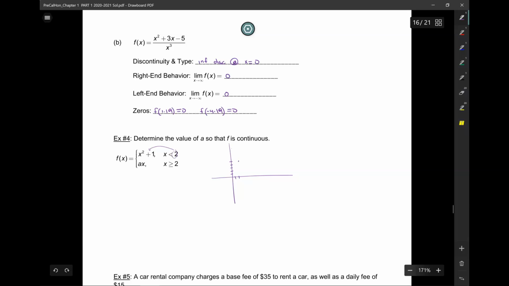And it looks like this is actually a parabola, right? When I graph it, you don't really have to do this. I'm only doing it to show you guys what happens here. That's the function to the left. Now, in order for this to be continuous, the function to the right has to pick up where that one left off. That means at x equals 2, the left and the right have to have the same value.